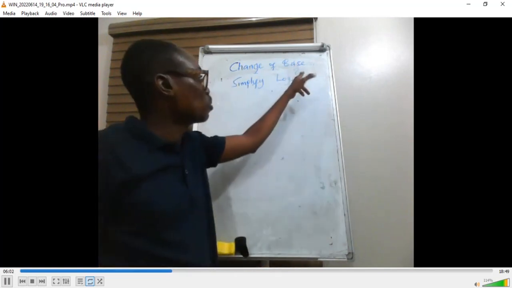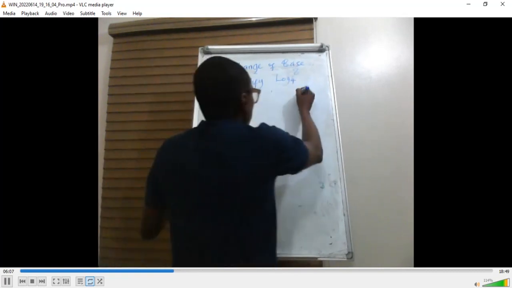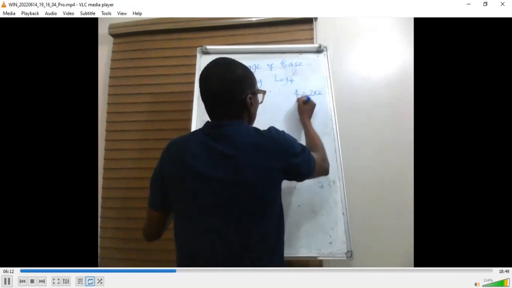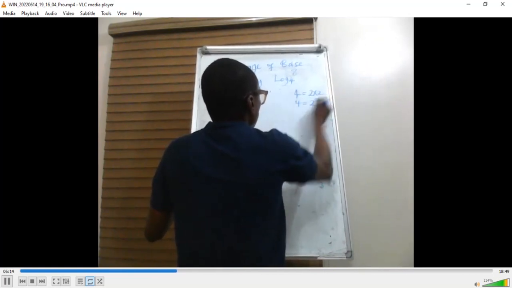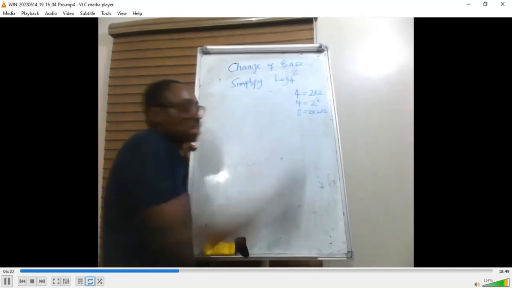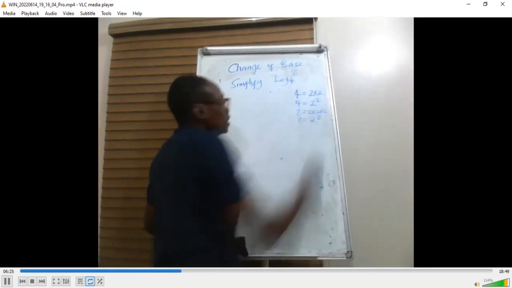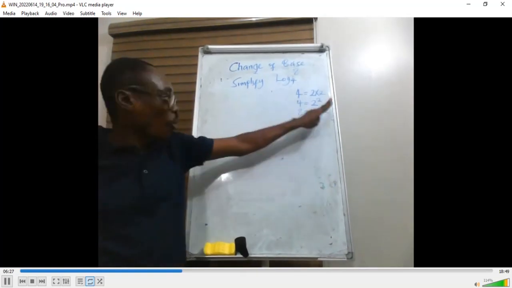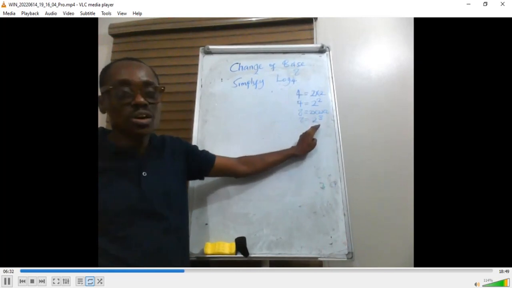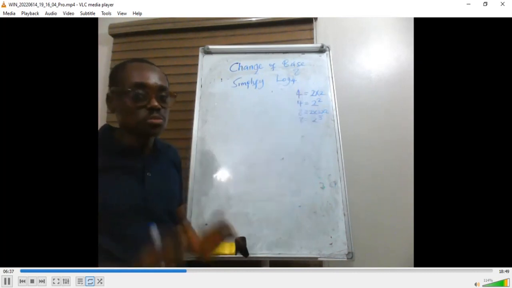So is there any connection between 8 and 4 in index form? Yes. 4 is 2 times 2, so 4 is equal to 2 raised to power 2. 8 is 2 times 2 times 2, so 8 is 2 raised to power 3. So 4 is connected to base 2, and 8 also is connected to base 2 as well.